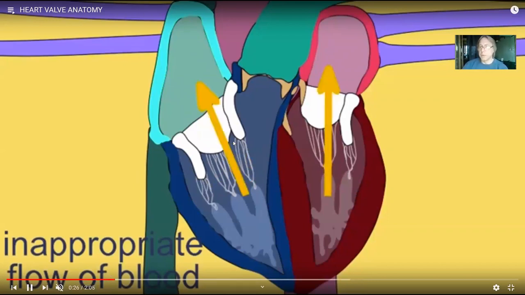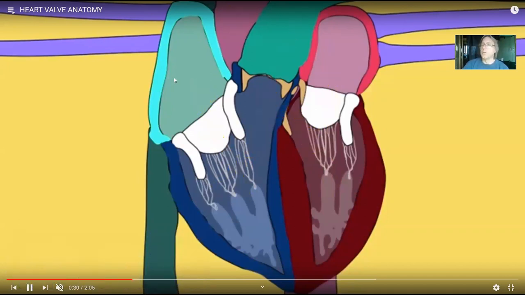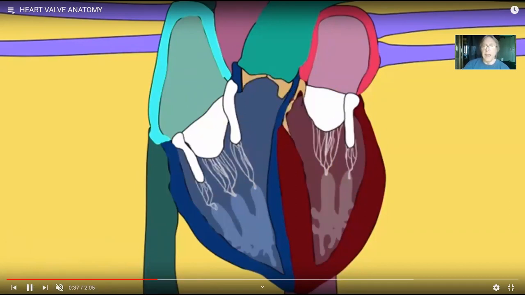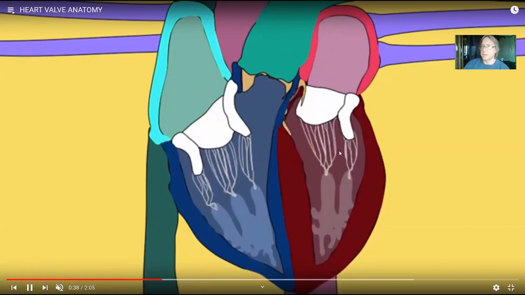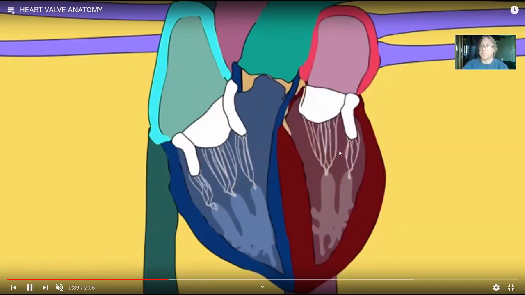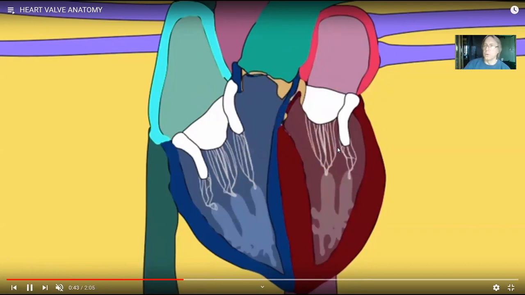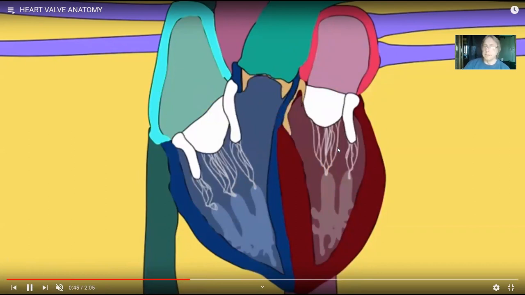It's tempted to go from a ventricle into an atrium. That's the wrong way. Or go from a vessel back into the ventricle. That's the wrong way. We have to stop blood from going the wrong way. And that's why there are heart valves. Heart valves stop blood from going the wrong way. There are two kinds of valves.